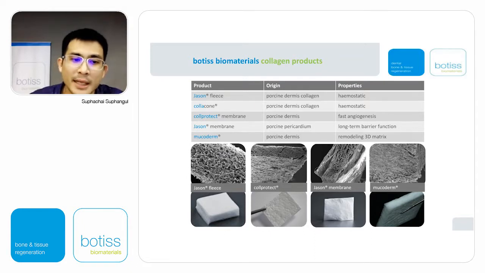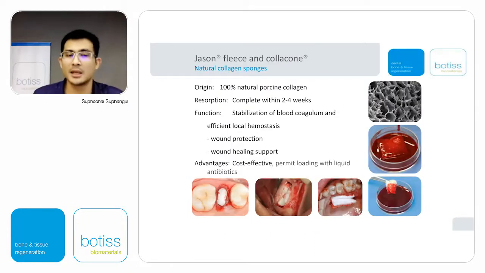Okay, let's move on to the types. The Jansen fleet and the collagen. This one is just a natural collagen sponge. I use that for wound protection or wound dressing, and I use it for socket preservation to protect the bone graft inside the socket like this. Or you can use that in harvesting connective tissue graft to stop the bleeding.